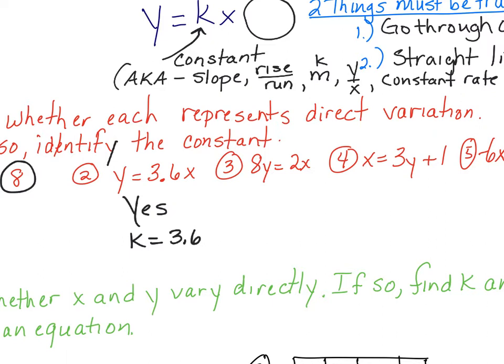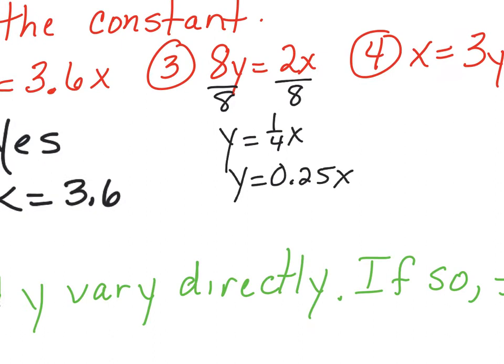Jackson? Yes, it is. It's not. There's nothing added or subtracted, but is it y equals? Do you have y equal? We have 8y equals 2x, don't we? How do we get y by itself? Divide by 8 on both sides. So we get y equals either 1/4 x or y equals 0.25x, right? So this is yes, isn't it?